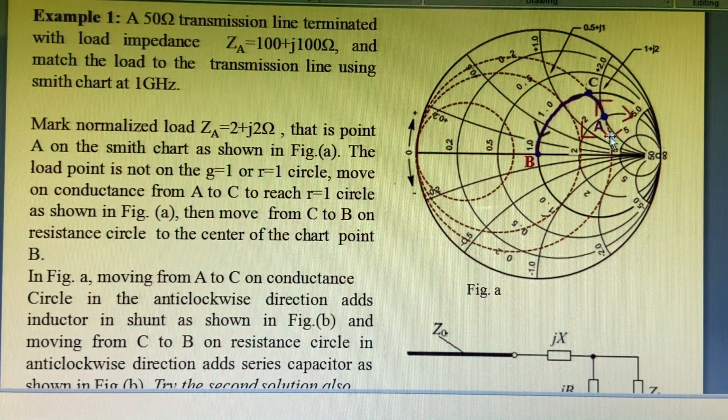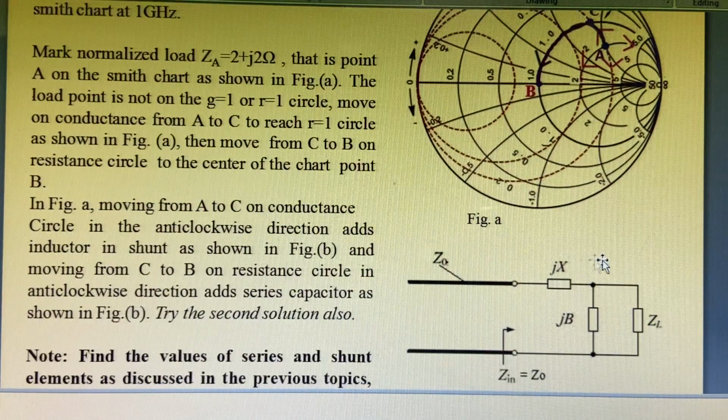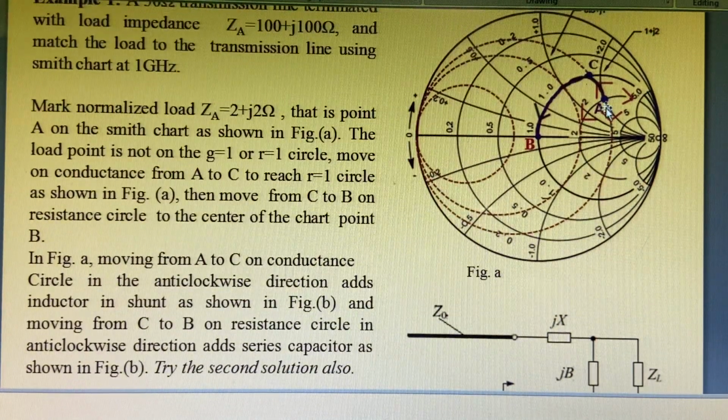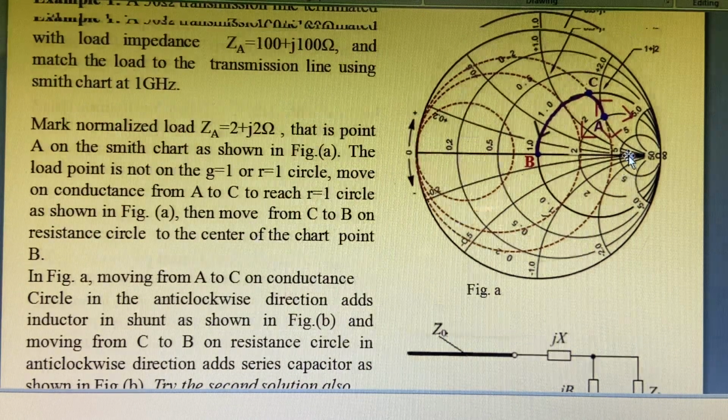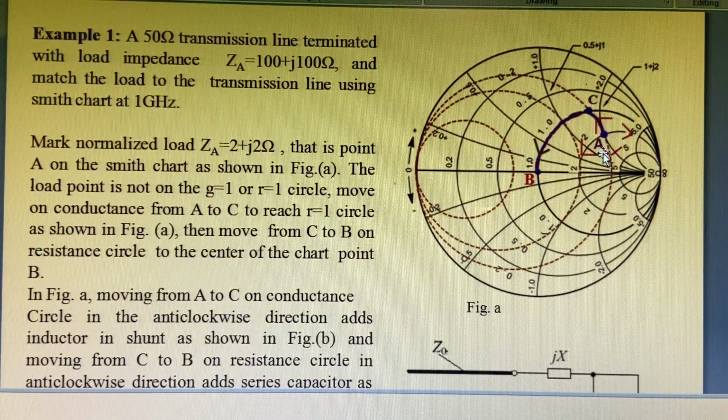Next, to obtain the impedance matching network, from the point A, we can see that this is not on the R equal to 1 circle or the G equal to 1 circle. As we can observe here, the R equal to 2 circle is passing through the point A, and you can see this conductance circle with value 0.5 is also passing through this point. So this point is not on the R equal to 1 circle or the G equal to 1 circle.